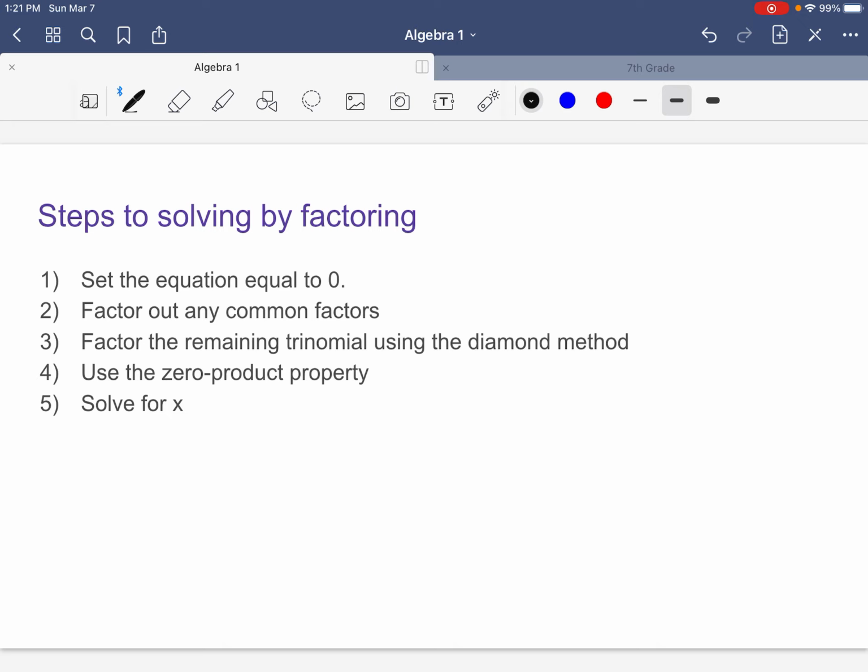We're going to make sure the equation is always set equal to 0. Factor out any common factors. Then factor the remaining trinomial using the diamond method, which is where they add up and multiply. And there's factor A and factor B. And then use the zero product property, which is what we did on the last slide. And that's, solve for x.